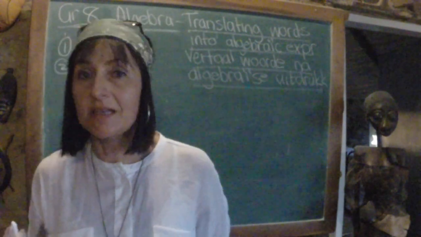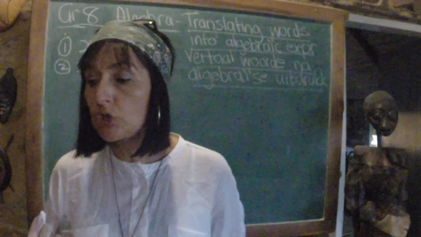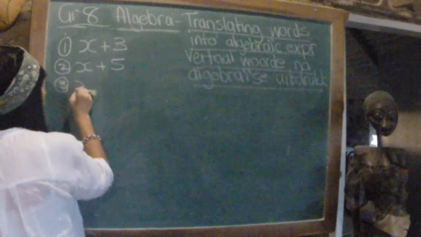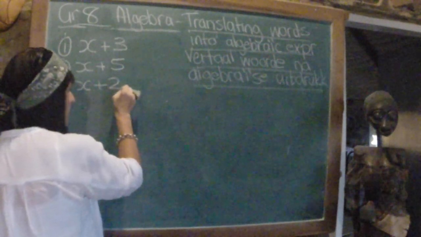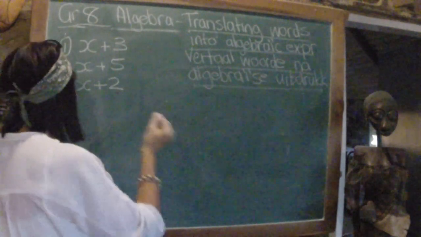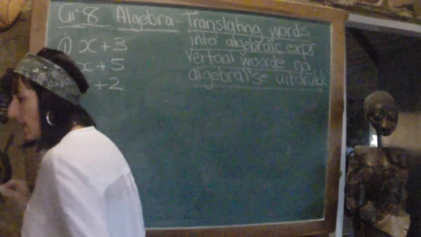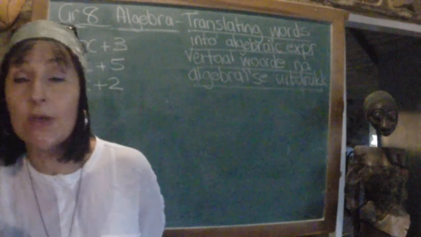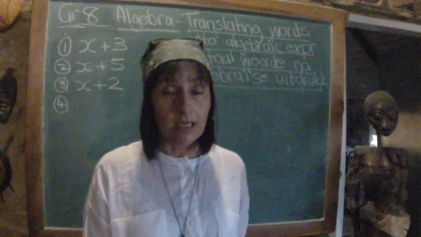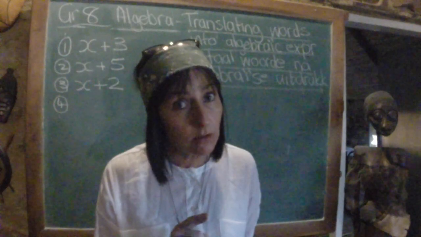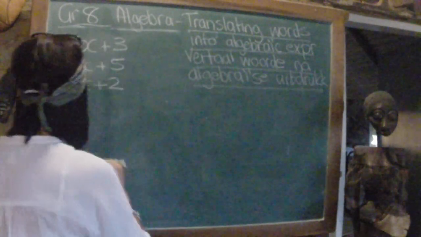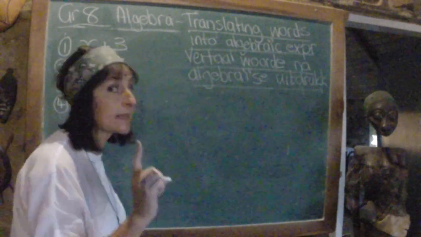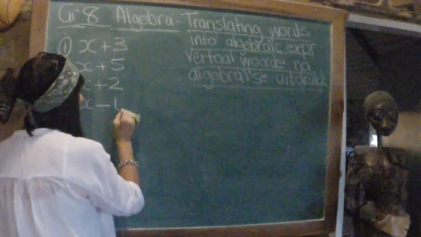2 meer as 'n sekere getal. Listen carefully. 2 more than a certain number. There's a certain number and 2 more is addition. Ek sal 2 bysit. 2 meer. Let's listen carefully. Number 4. The difference between a certain number and 6. Die verskil tussen 'n sekere getal en 6. Again, a certain number, difference, verskil is minus. There you are.